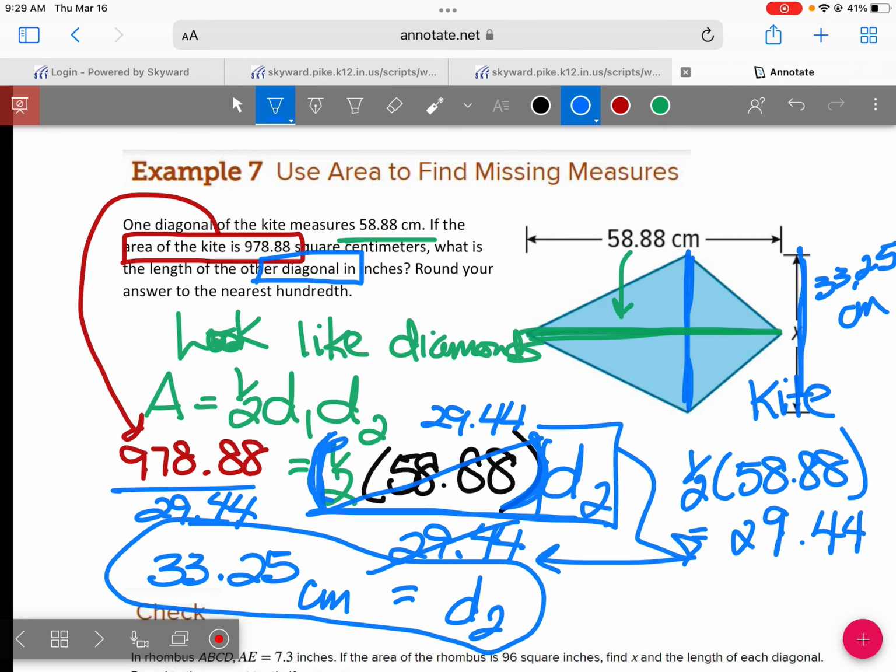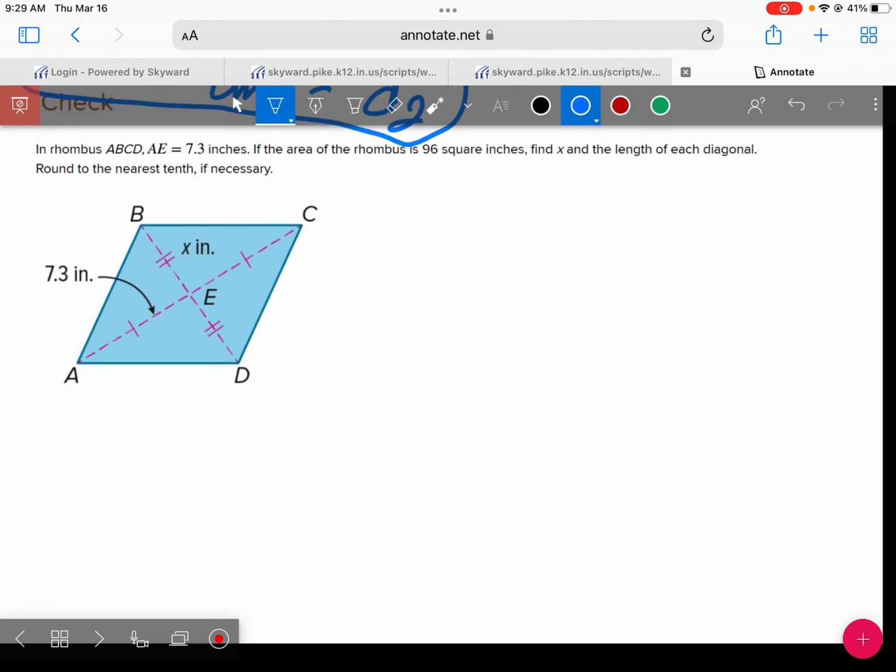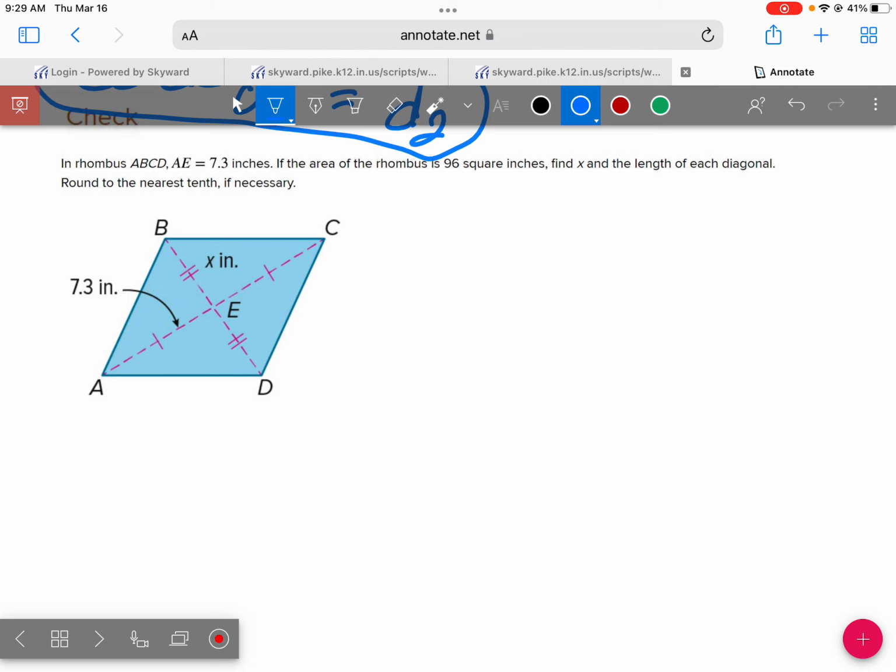All right. I do want to do the check on this one. It is a little bit involved, but I think we can do it. So here I have a rhombus. A rhombus is a slanty square. This is a rhombus. And they give us that AE is 7.3. So only this much of it is 7.3.